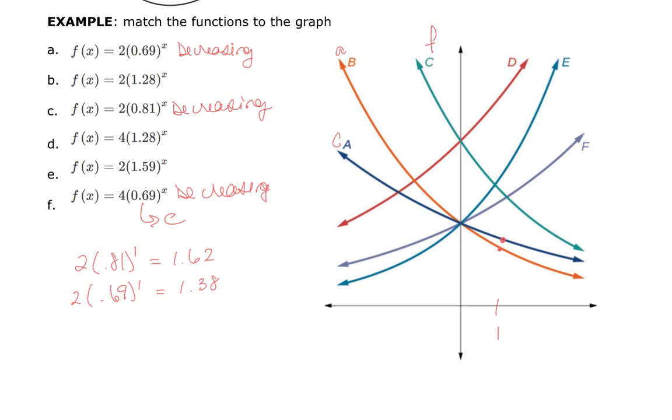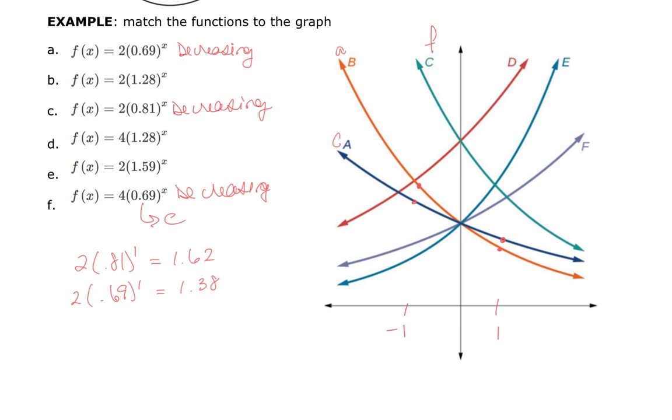And then once we get on the other side, so we're at -1, then when you put those in your calculator, the one with the 0.69 is going to be a larger number than the number that has the 0.81. So you can confirm that with your calculator.